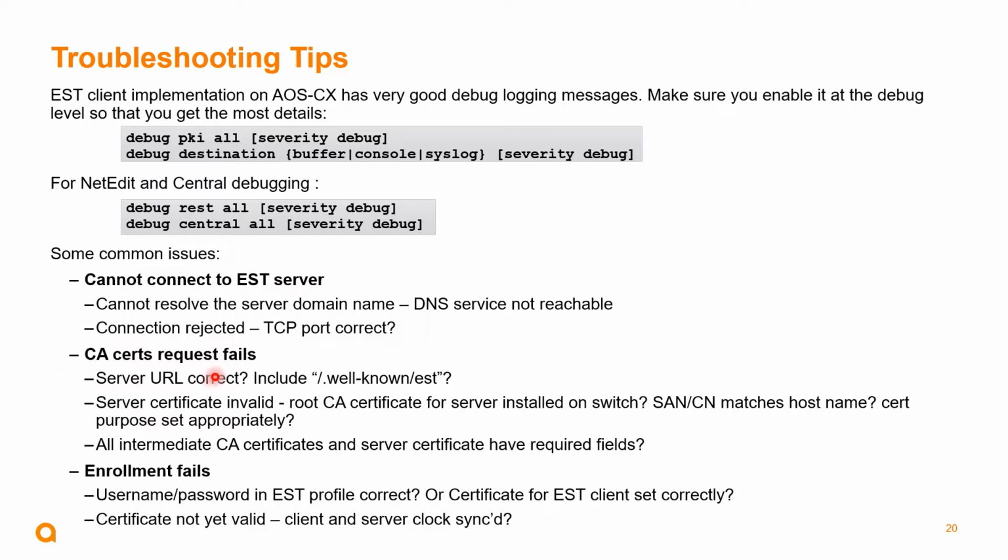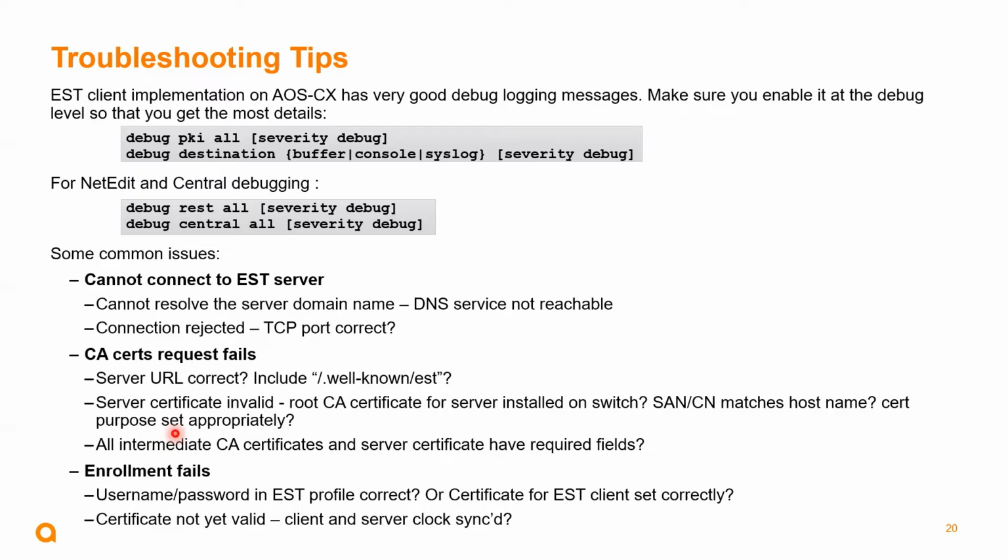Next comes the CSR request failing. We need to validate the URL and make sure it is the correct URL of the EST server. Next comes server certificate validity. Make sure the root CA certificate is installed correctly with its purpose set appropriately. The EST server certificate should also contain the SAN CN based on the EST profile configuration. And the EST server should also contain the full chain certificates of the CA server. Both the intermediate and the root certificate should be present with correct fields.